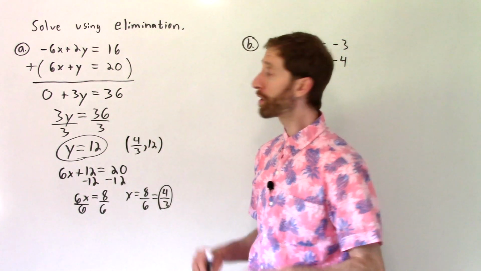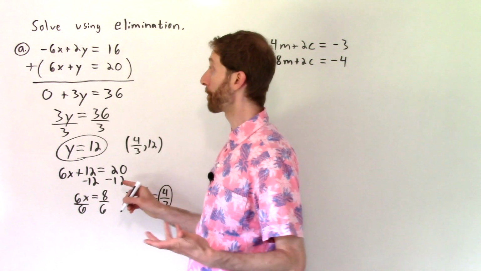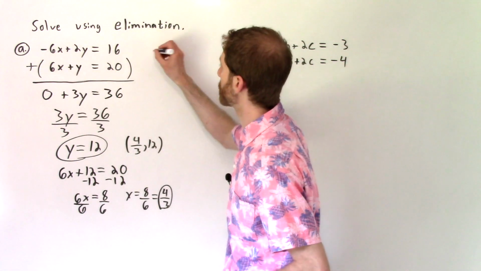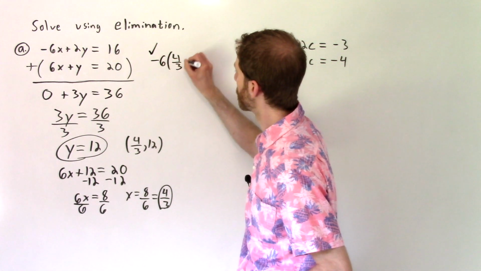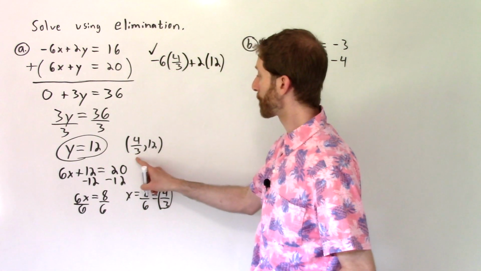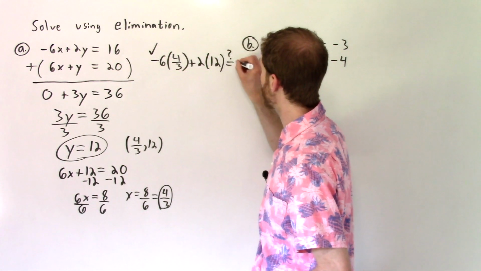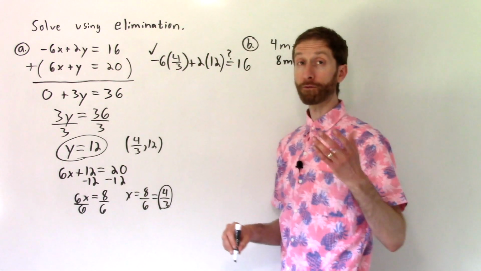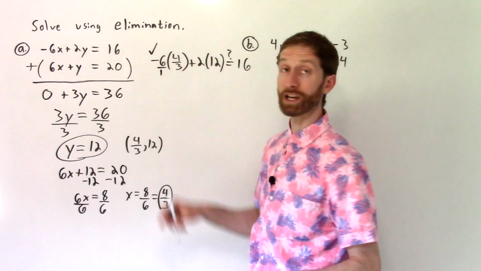Well, let's use that point to check our answer in the equation that we have yet to plug into with numbers. So that would be this equation. So here's our check. I'm going to do -6 times 4/3 plus 2 times 12. I'm getting these numbers from x and y, plugging them into x and y, and we want to know, does it equal 16? Well, 4/3 of 6, that would be 3 goes into 6 twice.